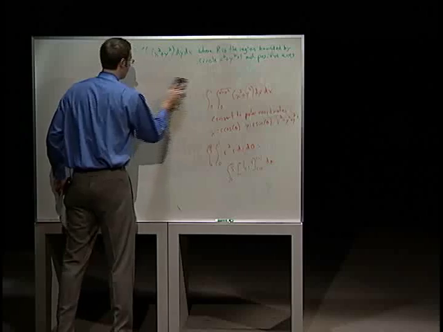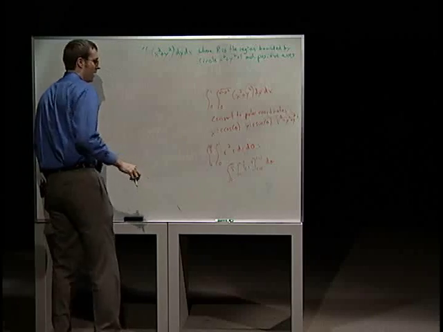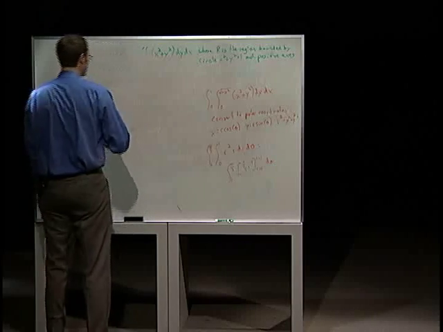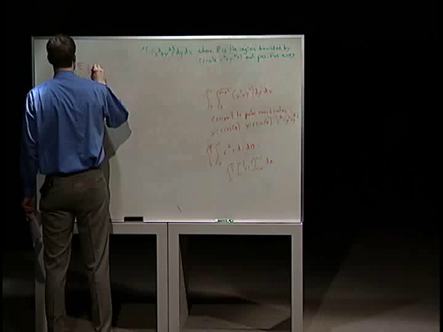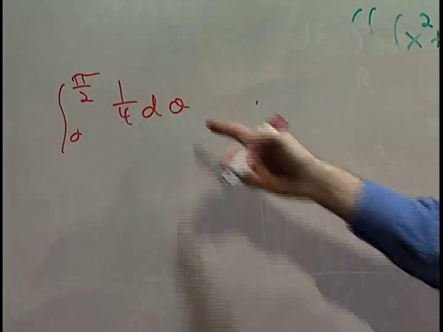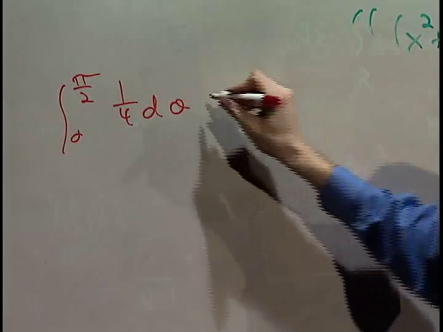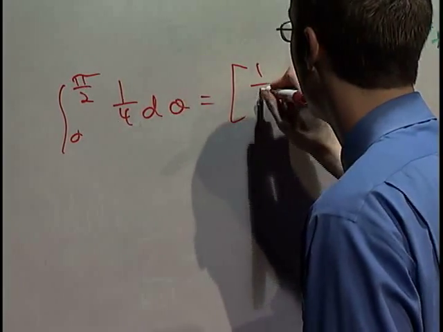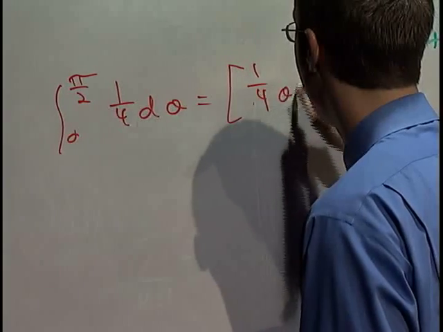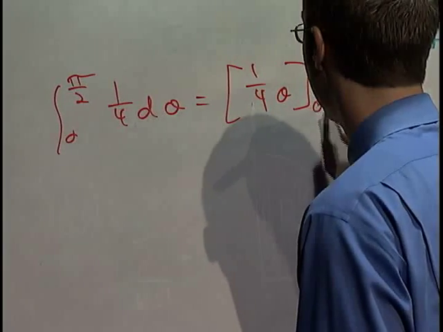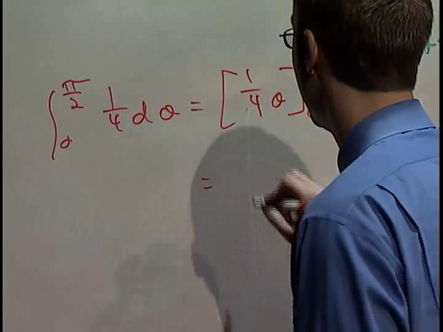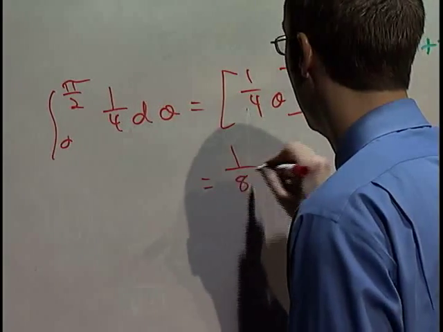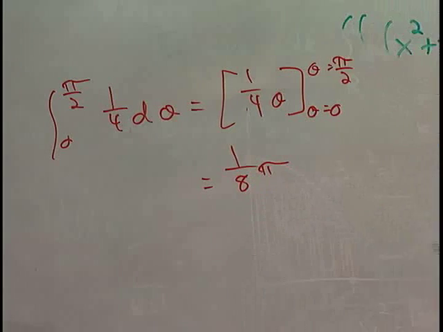Okay, so that's 1/4 it looks like. So we have the integral from 0 to pi over 2 of 1/4 d theta. So that is 1/4 theta from theta equals 0 to theta equals pi over 2. And that equals 1/8 pi. All right. So there's your answer.